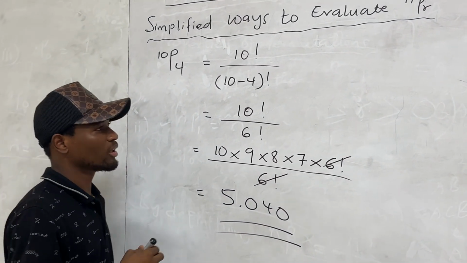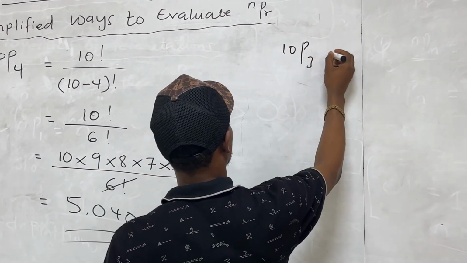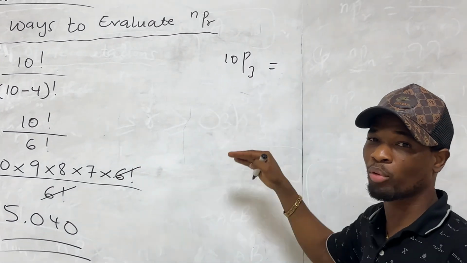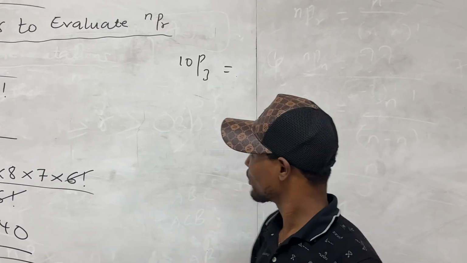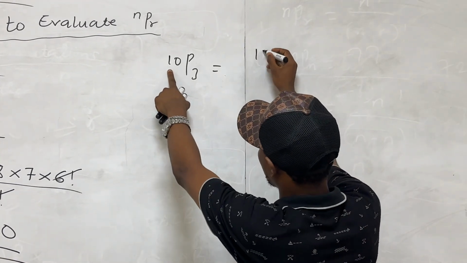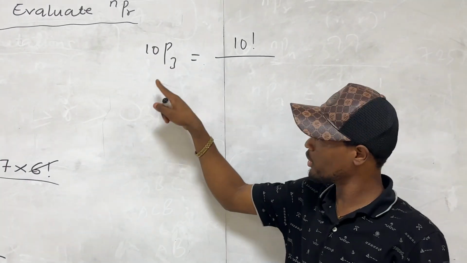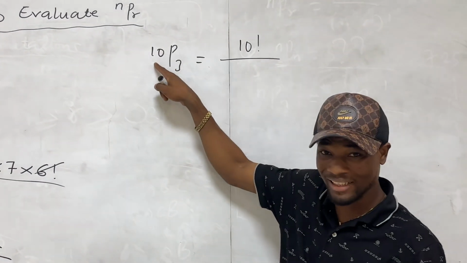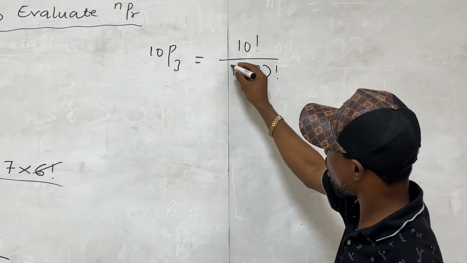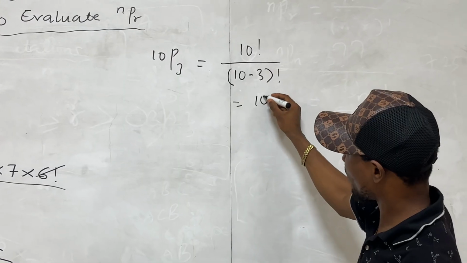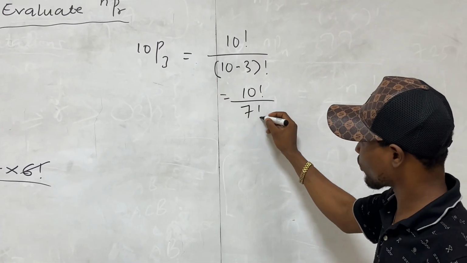Good. What about 10 permutation 3? I'm going to use the long way approach and then I'll teach you a very short way. So here we have 10 factorial over the difference. You subtract 3 from 10, so I have (10 minus 3) factorial. So we have 10 factorial over 7 factorial.